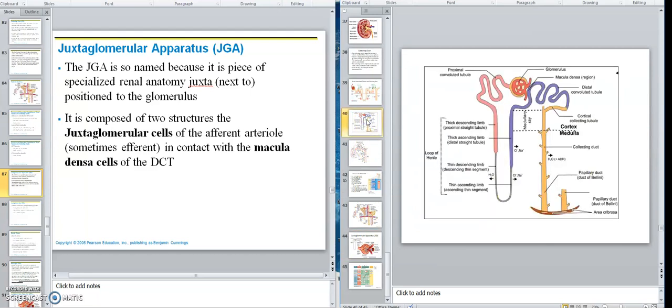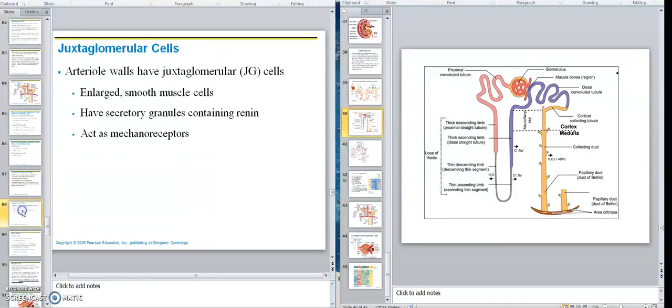That's what you're seeing there. Okay? So that, in fact, is the juxtaglomerular apparatus. All right, now let's talk on it. Let's talk on it now. Okay. Arterial walls have the juxtaglomerular cells, enlarged smooth muscle cells.